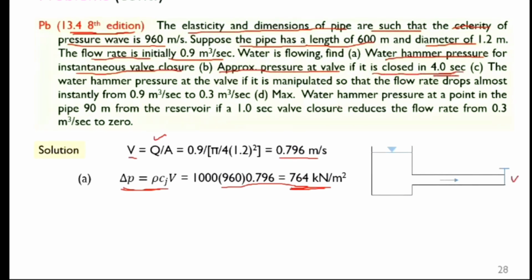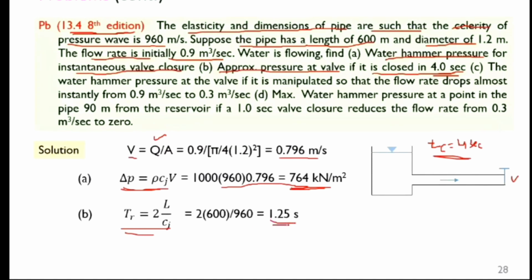Part B is the approximate pressure at the valve if it is closed in 4 seconds. Now the valve is closed in 4 seconds. How much increase in pressure will occur? Now it is not instantaneous closure, because Tc is this 4 seconds. So we need to first calculate whether it is slow closure or rapid closure, so we need to calculate the round trip of the pressure wave. It is 1.25 seconds, and you close the valve in 4 seconds, so it is less than the time of closure, which means it is slow closure.